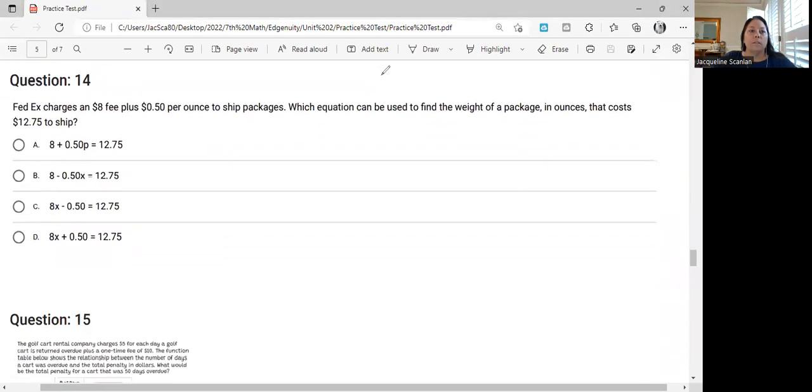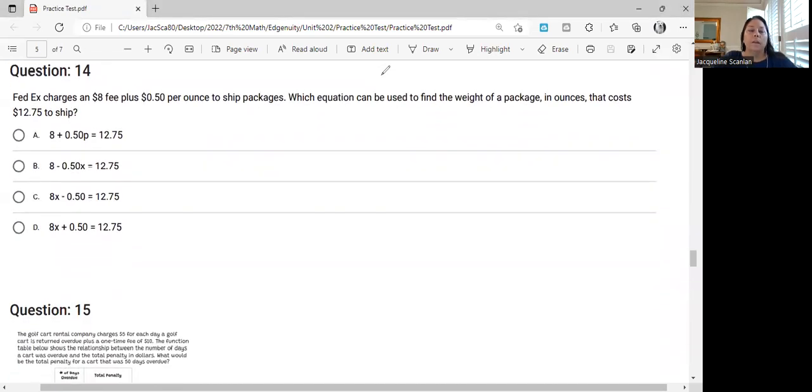Question number 14. FedEx charges an $8 fee plus 50 cents per ounce. What does per mean? FedEx charges an $8 fee plus 50 cents per ounce to ship packages. Which equation can be used to find the weight of a package in ounces that costs $12.75 to ship? So it's got a total, right?